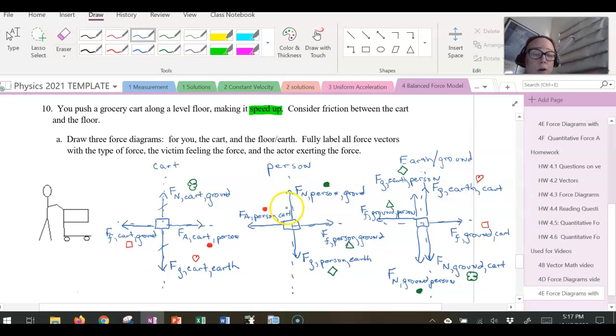So I also know that the person is not moving vertically, and so the net force in the vertical direction is 0. So the normal force on the person and the gravitational force on the person must be balancing each other. Okay, so let's see, are we missing anything? I think we've done good. We have identified all of the forces in this scenario.